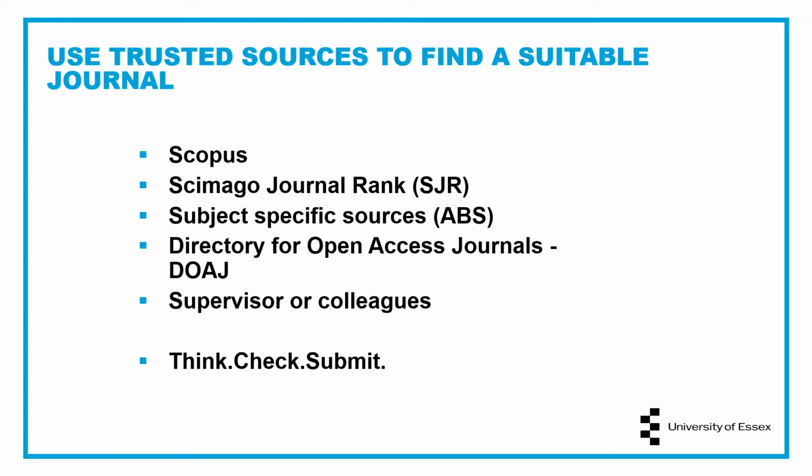You can also use Scopus filters to narrow down your results, for example by restricting to just open access journals. You can also filter or order your results using different metrics. You might be interested in the journal's CiteScore or SNIP.